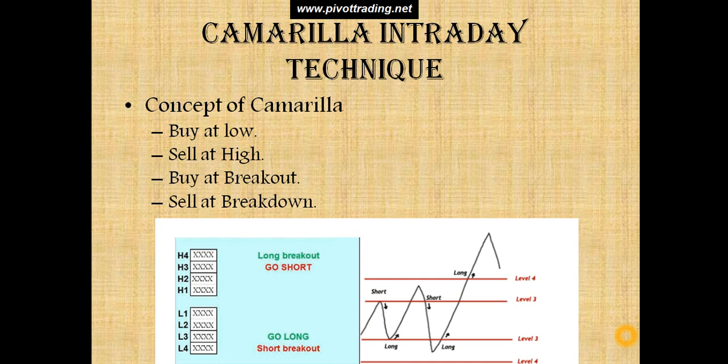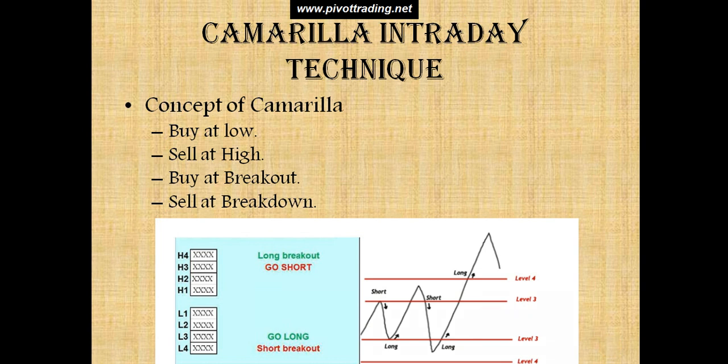Because of the beauty of this equation, it is generally very difficult for the operators to fail this strategy. The only thing is we should know how to use these levels to trade intraday.